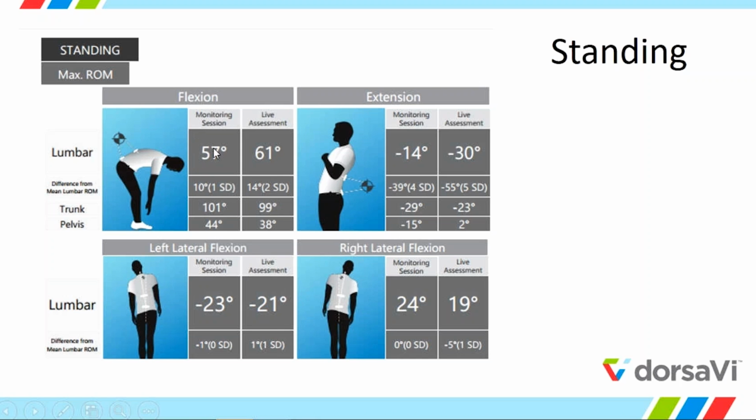And then it also gives you the position of the lumbar, the trunk sensor and the sacral sensor as well, so you can compare their live assessment data to what they're actually doing in life. Okay, same thing for extension. During their live assessment, they had 30 degrees of extension when actively extending. During the monitoring session, they didn't use quite all that. Their max extension was about half. And again, trunk and pelvic sensor position information. Same thing with lateral flexion, both ways.